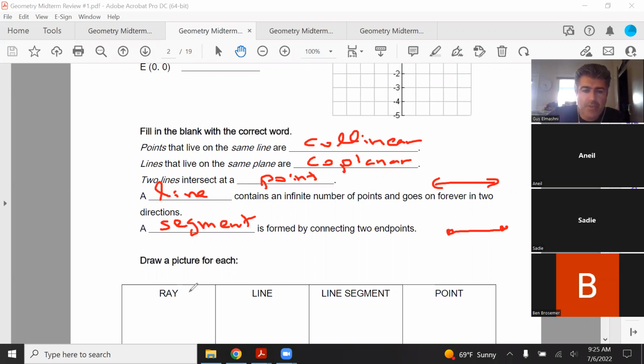And if you draw images for each of these, a ray is like this. A line is like this. A segment's like this. And that's a point. So all review from pretty much day one. Questions? We're okay? Cool. I will keep moving.